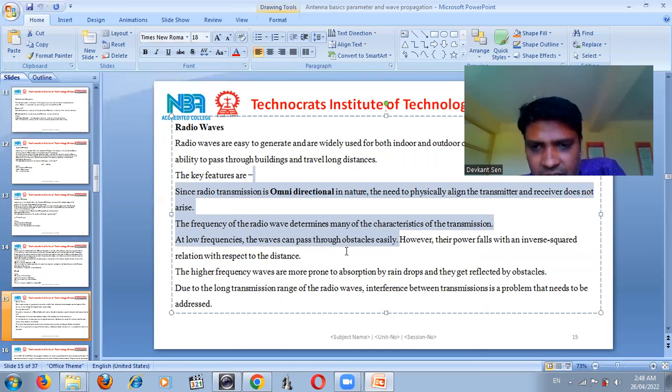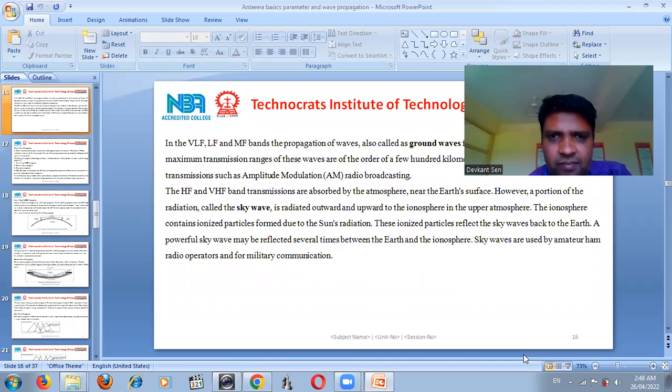The higher frequency waves are more prone to absorption by raindrops, and they get reflected by obstacles. Due to the long transmission range of the radio wave, interference between transmissions is a problem that needs to be addressed. Now move to the next slide.